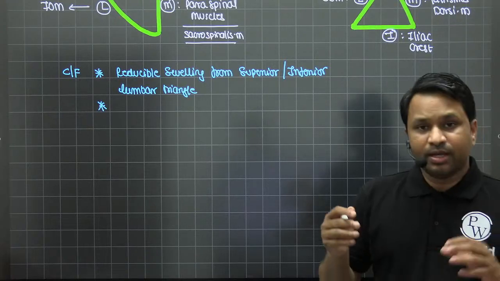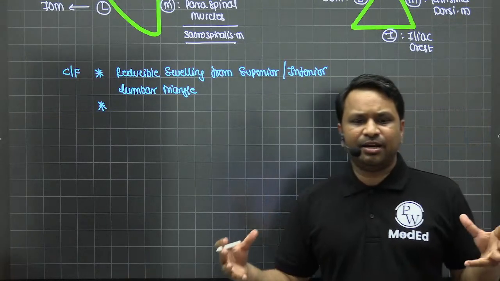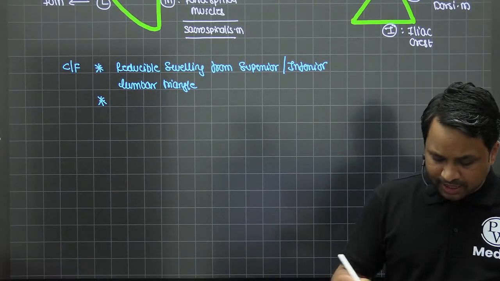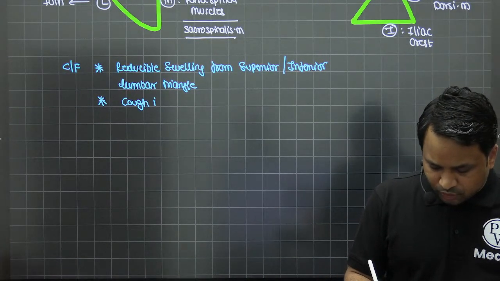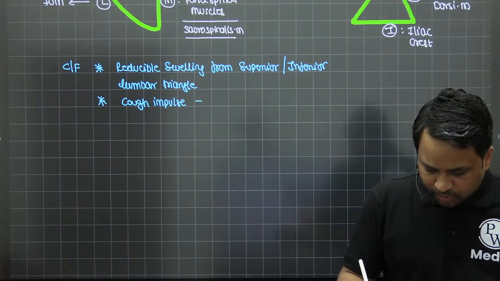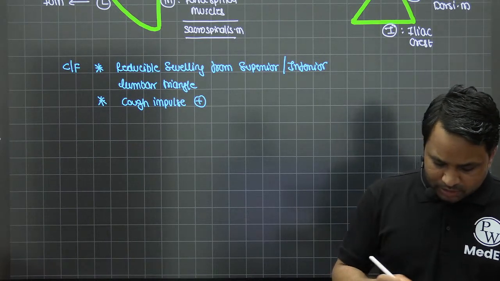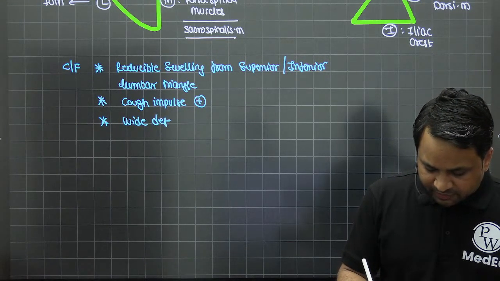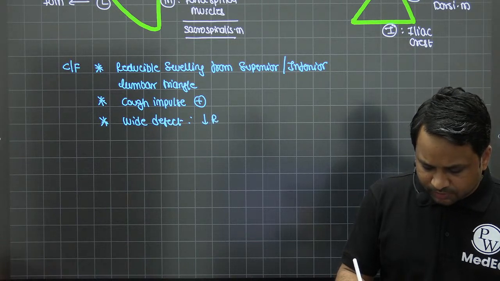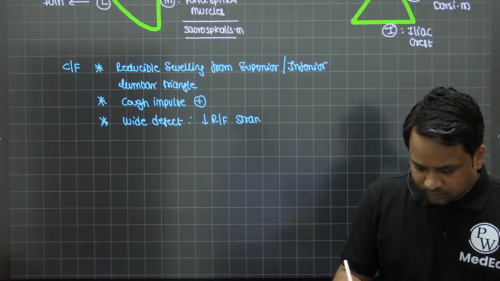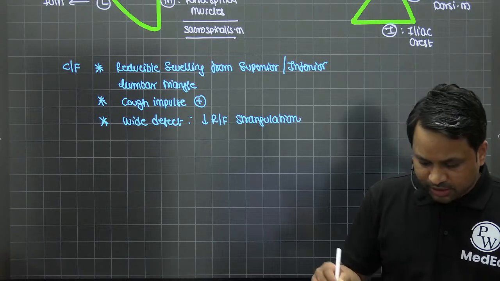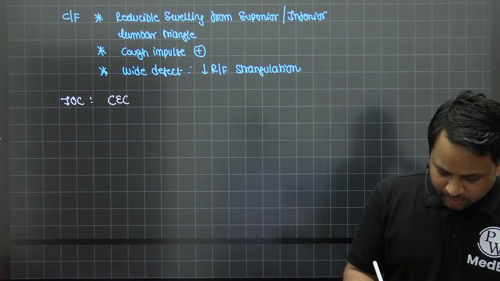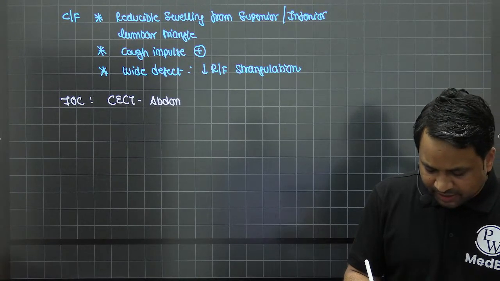The defects are usually large, so they will have a wide mouth, and so they have a very low risk for strangulation. I'm not worried about strangulation per se. Again, here you will see the cough impulse to be positive. They have a wide defect, and because of that they have a very low risk for strangulation. The investigation of choice here is going to be a CECT abdomen. I need to see the size of the defect and then go and repair it.